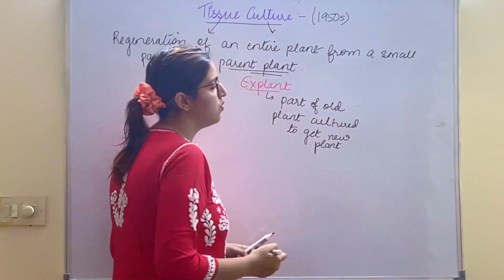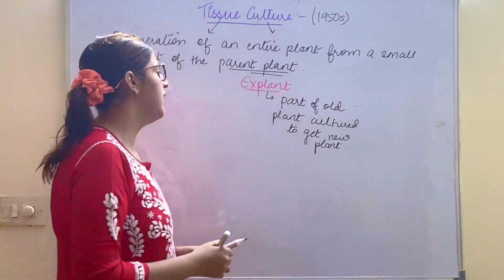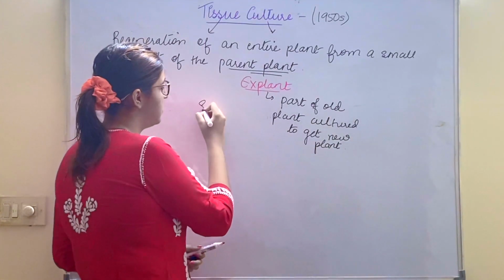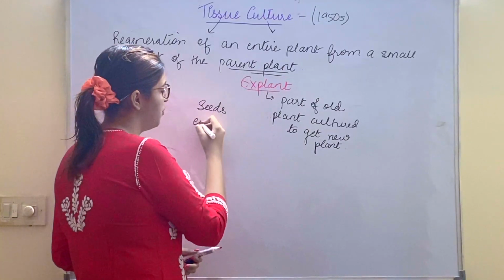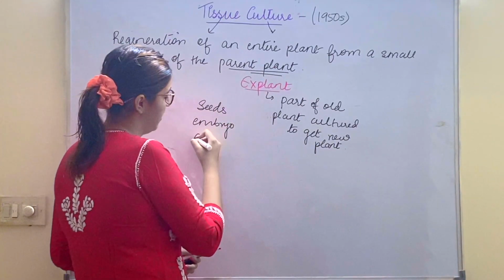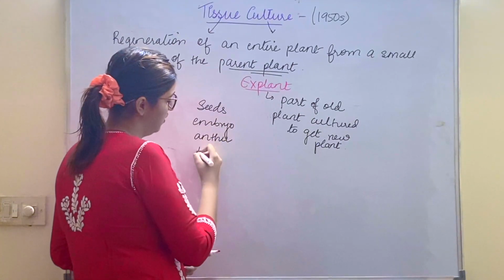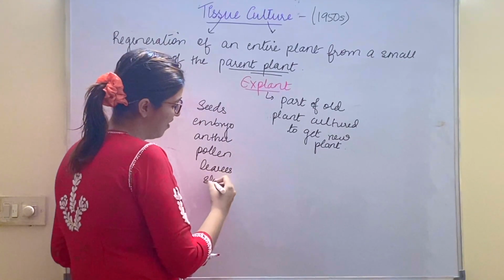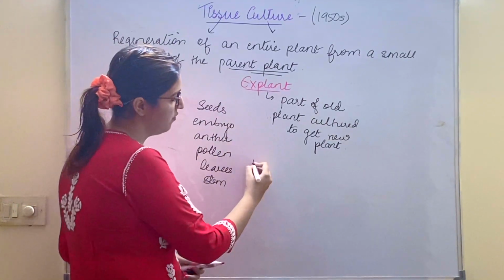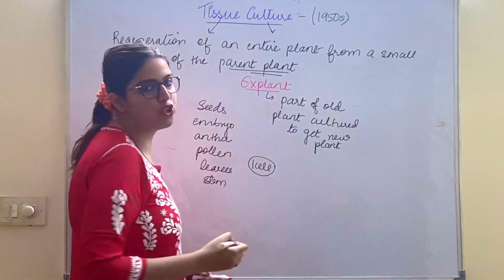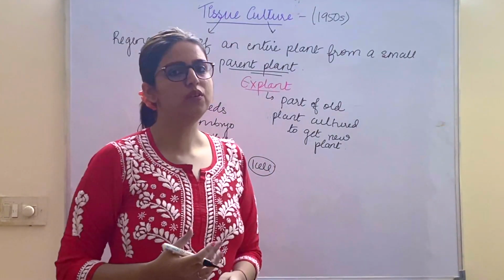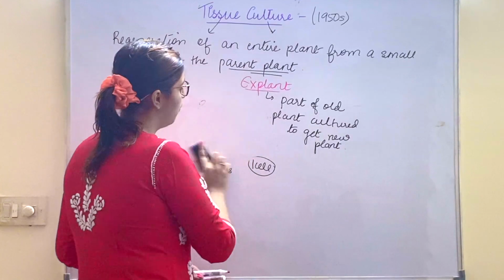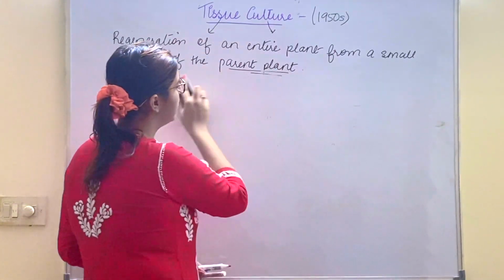So what parts of the old plant can be cultured? Practically any part of the old plant can be taken. We can take seeds, embryo, anther, pollen, leaves, a part of the stem, anything can be taken. One cell or a small tissue is obtained, it is grown and we get a new plant. Now for tissue culture, we require two things. What are those two things?